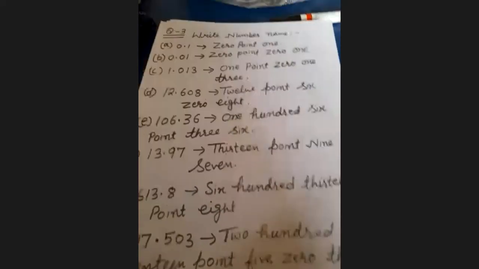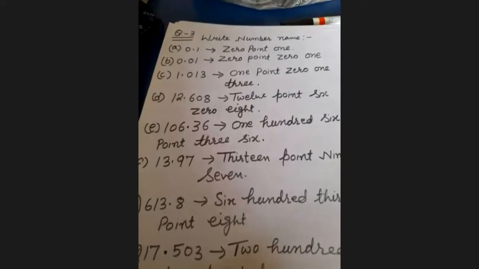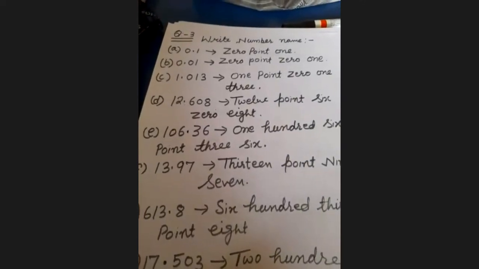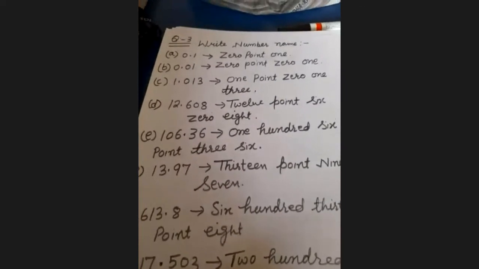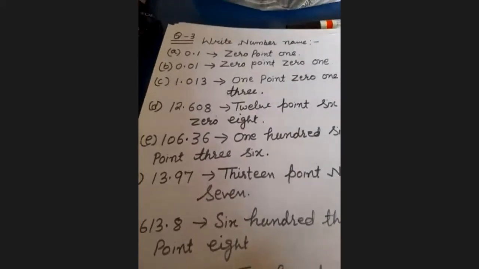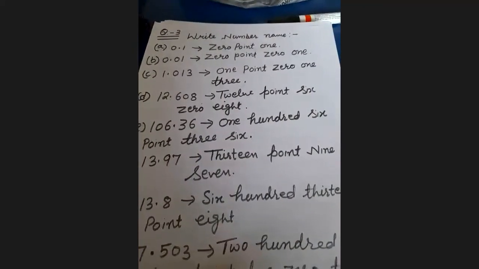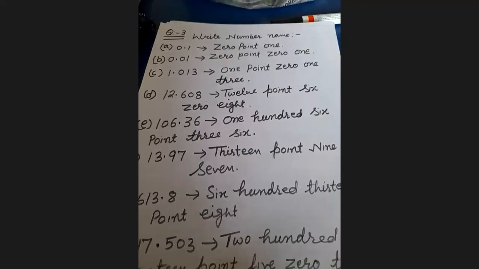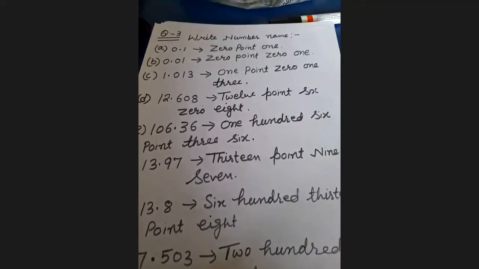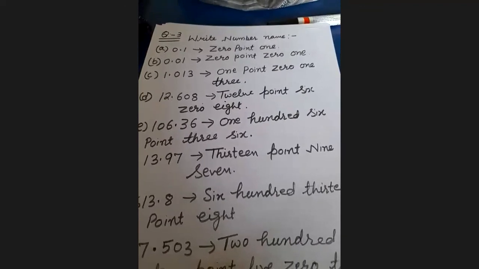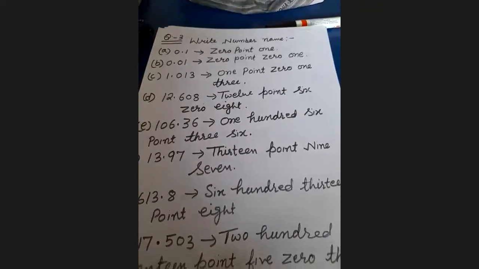So students, in this lecture, we discussed what are decimal fractions, what are fraction numbers, how we can convert a fraction number to a decimal number, and how we can convert a decimal number to a fraction number. Next, in the third question, we discussed how we can write these decimal numbers in words. So students, today your homework is to complete questions first, second and third in your fair notebooks.